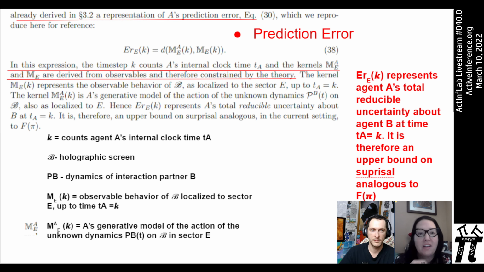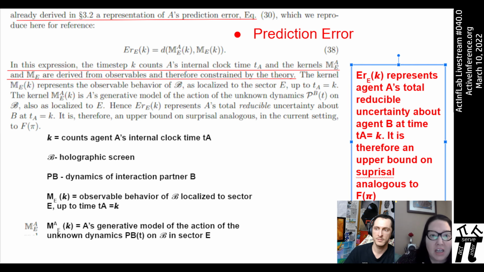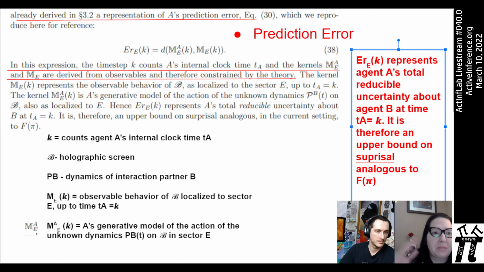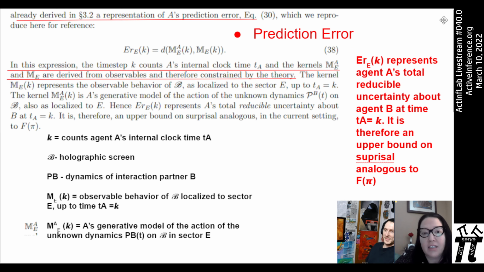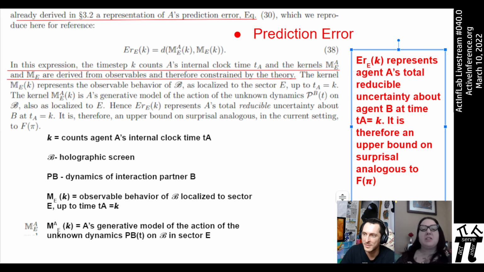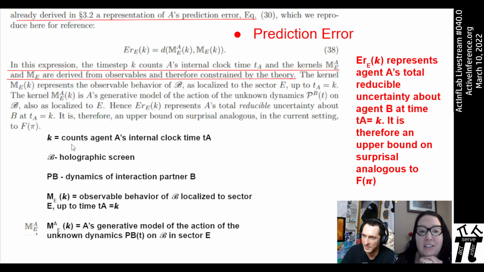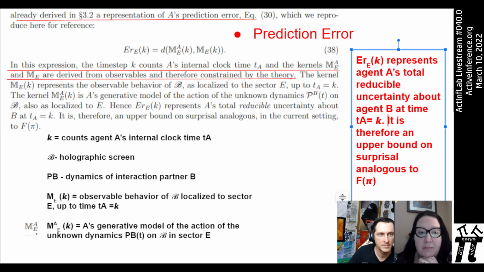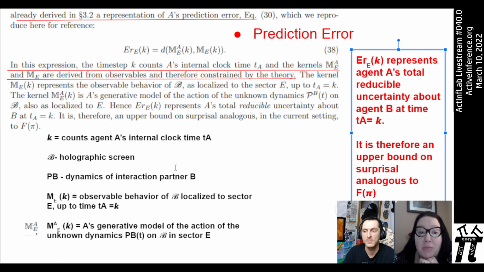Nice. They have this formulation of prediction error, and this is actually from section 3.2. It's a representation of the prediction error of system A or agent A. So this EREK, so K, let's go through these black ones first. So K is the internal time clock. So agent A's internal time clock, TA. It counts it, it ticks it up. So fancy B is the holographic screen. PB is the dynamics of the interaction partner B. And then this M sub E with respect to K is the observable behavior of the holographic screen fancy B localized to the sector E up to time TA equals K.